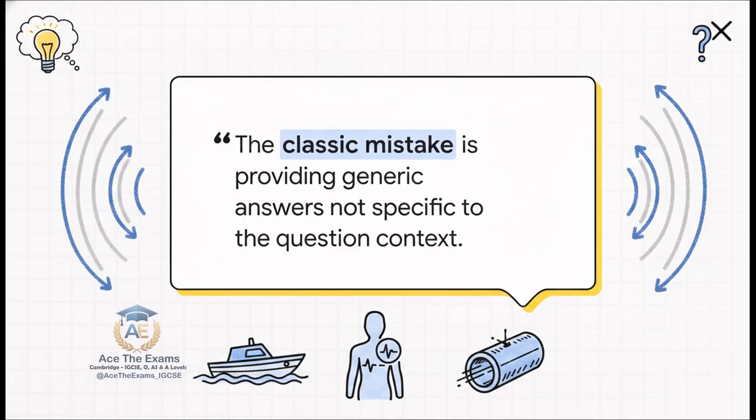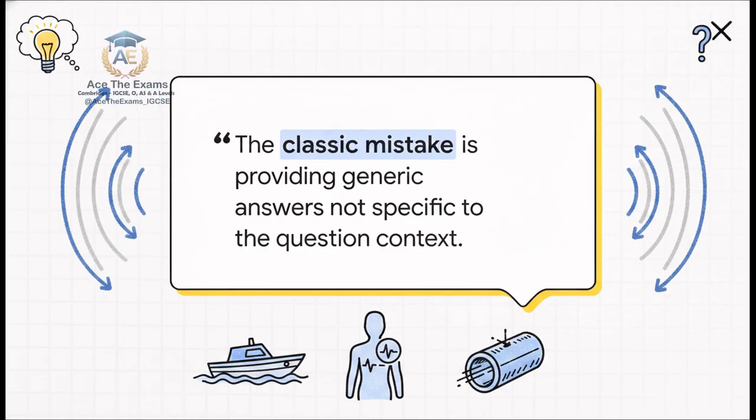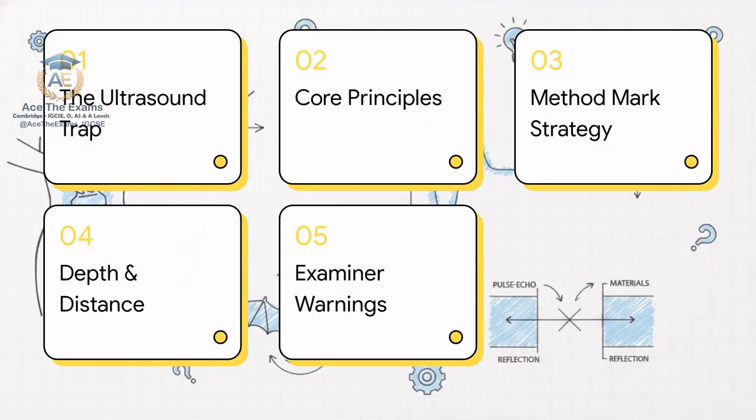Whether the question is talking about a boat scanning the ocean floor, a medical patient getting a scan, or a steel pipe being checked for fractures, the context is king. You absolutely cannot trade on generic information in the 0625 exam. You must trade on specific, targeted application. That's the secret sauce. So here is our structured roadmap for today's explainer.